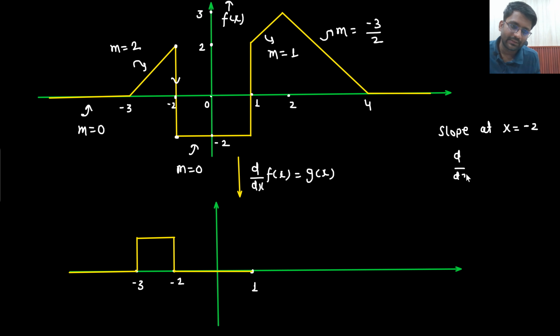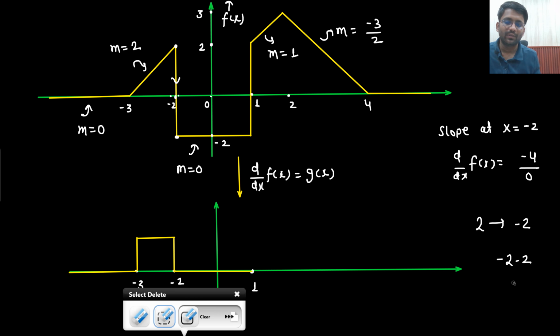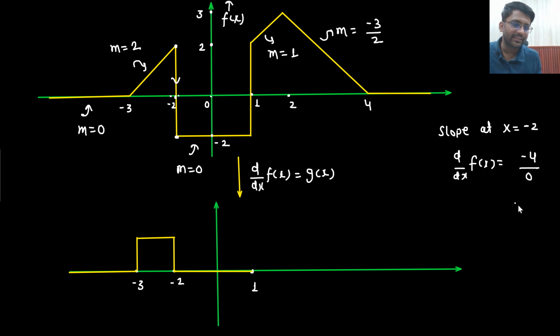So d by dx f(x), what would that be? Sir, change in x is 0 only, from minus 2 to minus 2 plus. Change is 0. But how much is y changing? Y is changing from 2 to minus 2, so the change is minus 4. That means the amplitude will be minus infinity, but the area will be minus 4.